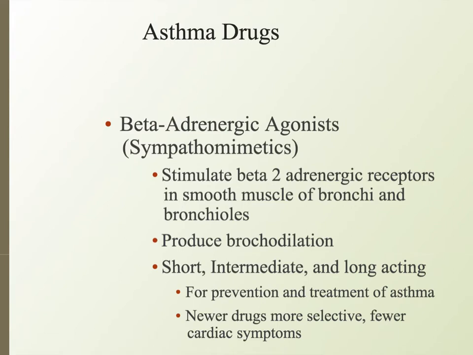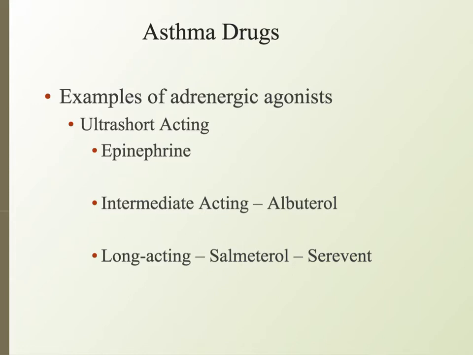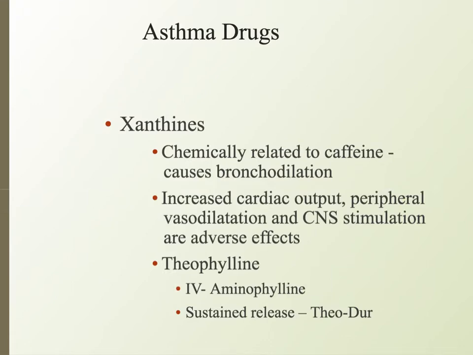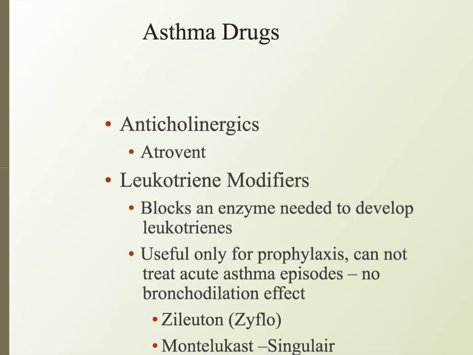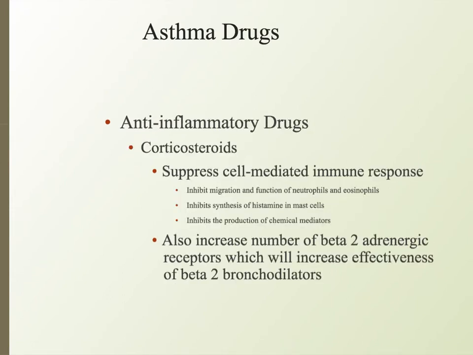I don't have a lot of time to go through each of these different meds, so make sure you're looking at your pharm notes, what a beta-adrenergic agonist is. Here's a nice little cartoon on bronchodilators. Epinephrine, adrenergic agonist. Once again, look at your notes. Xanthines, anticholinergics, leukotriene modifiers, anti-inflammatory drugs, your mast cell stabilizers, your anti-inflammatory corticosteroids.